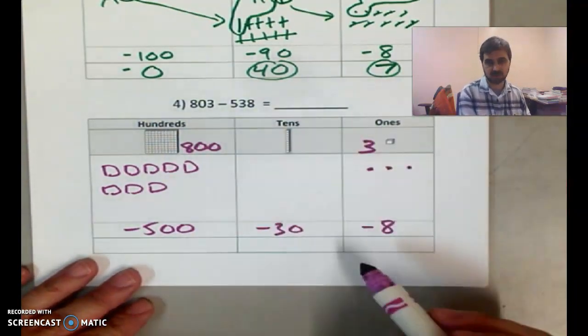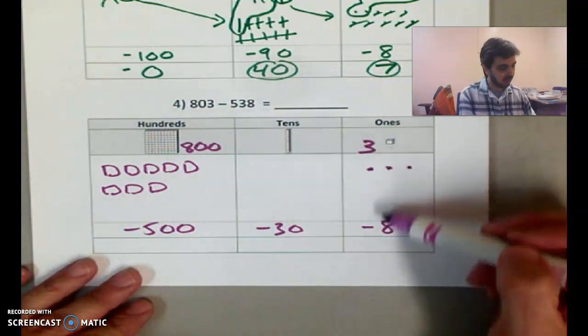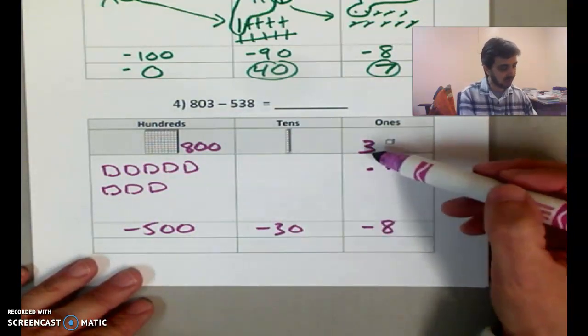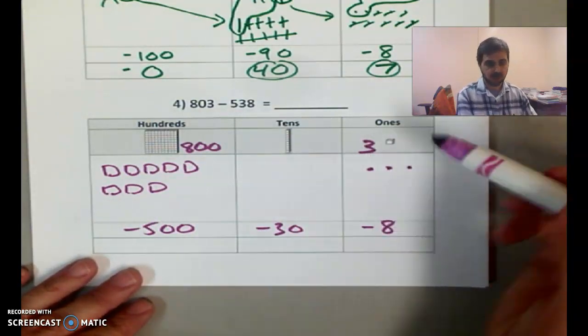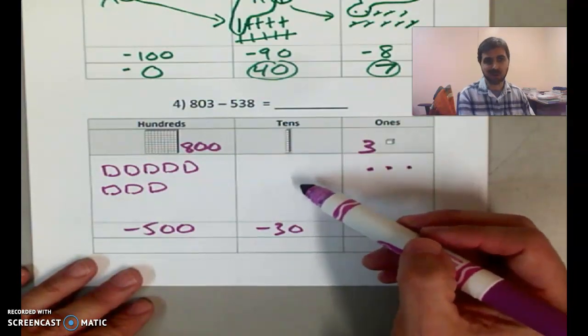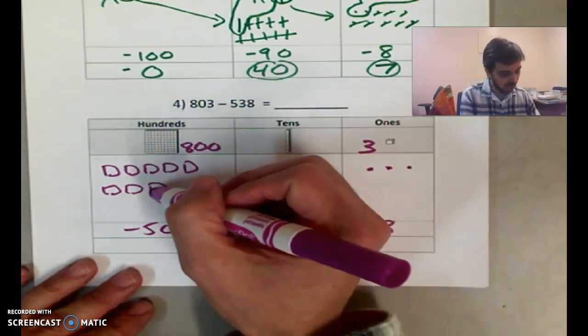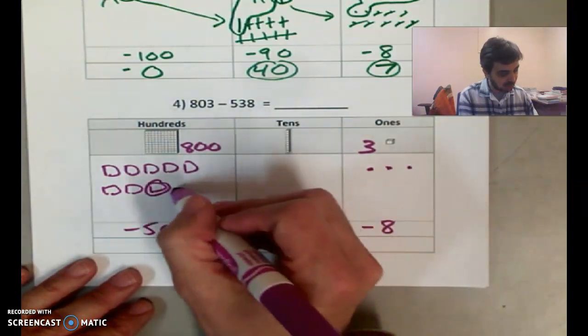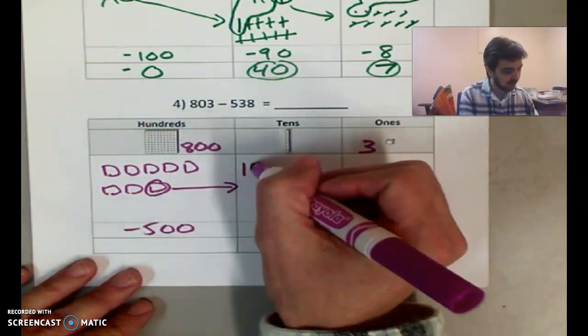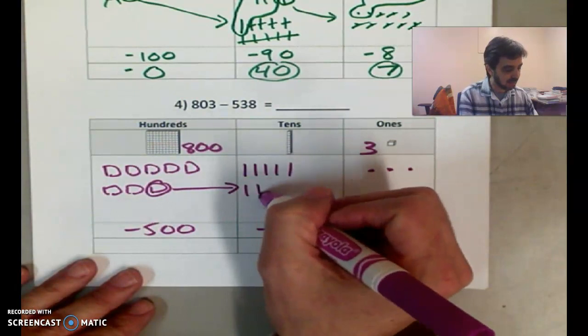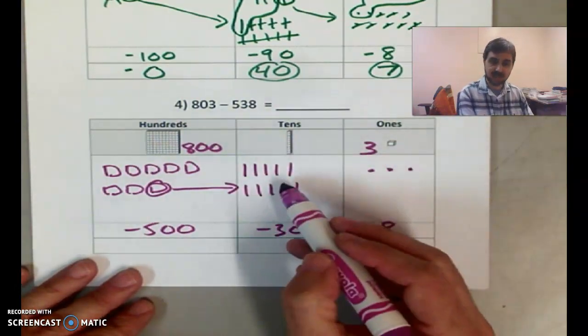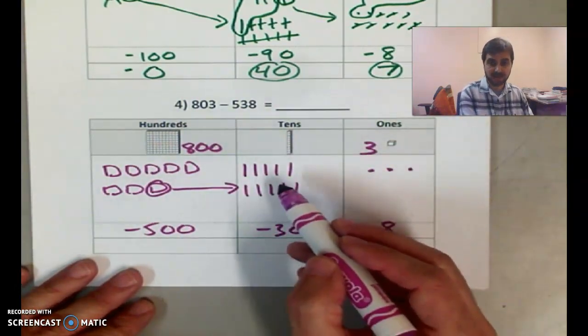803. There's no tens. So in this situation, you're looking to take 8 from 3, right? You can't open up any bags because there aren't any. But you can open up a box, right? So I'm going to take this box and open it up, and now I have 1, 2, 3, 4, 5, 6, 7, 8, 9, 10. I have 10 bags now.